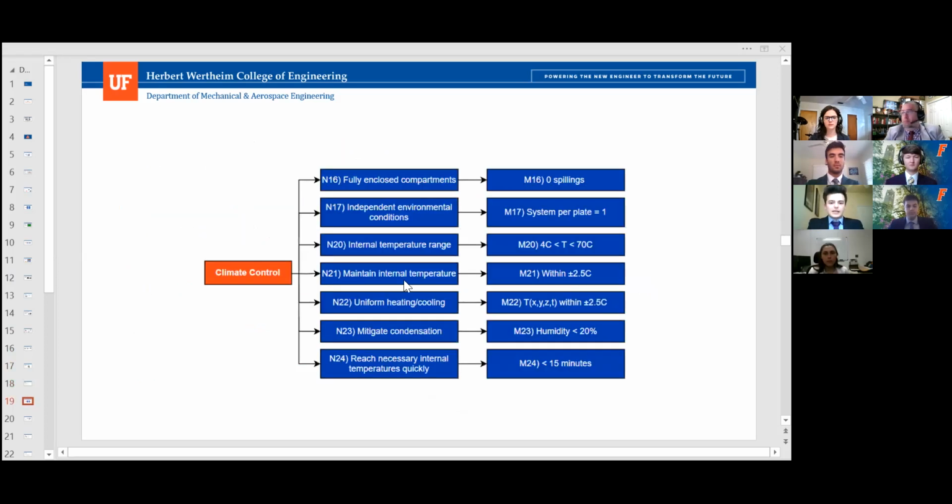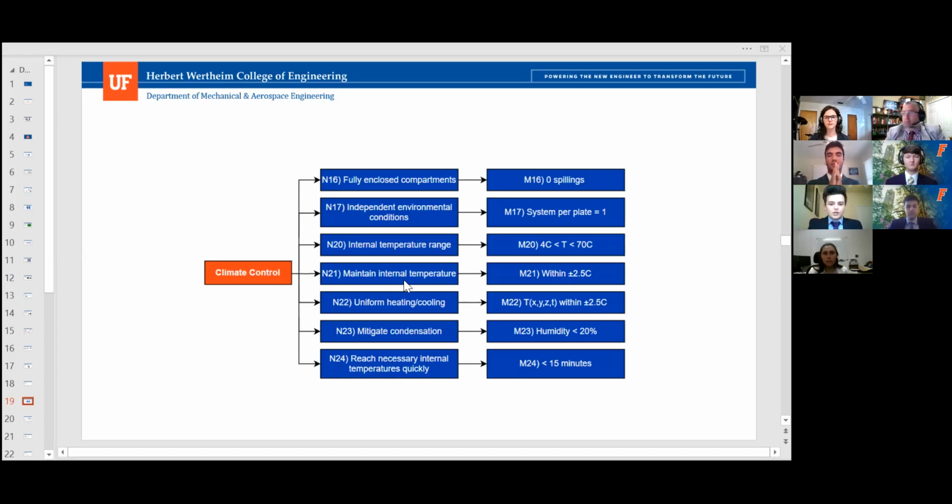Next slide. And then here are some of the metrics that were determined from the customer needs. Some of the needs to consider are the independent environmental conditions and the fully enclosed compartments. With the interior structure on the back of it, there's a little compartment that we keep the climate control system in, so that it doesn't interfere with the interior or any of the other subsystems of the structure.